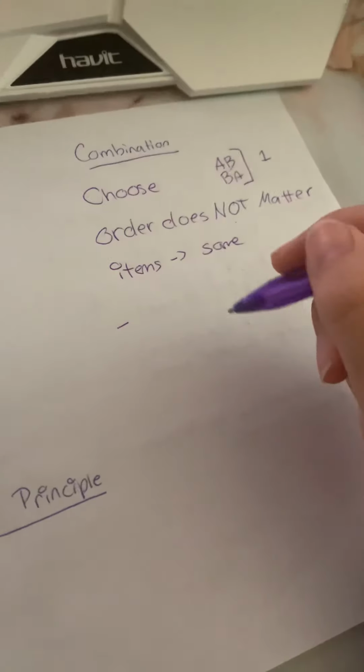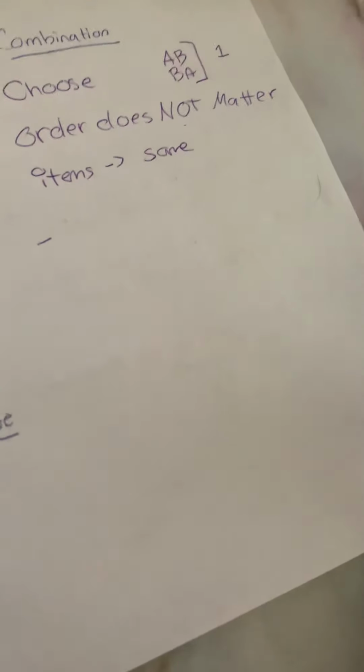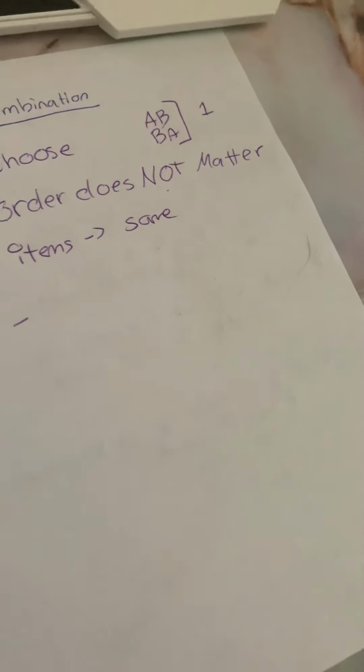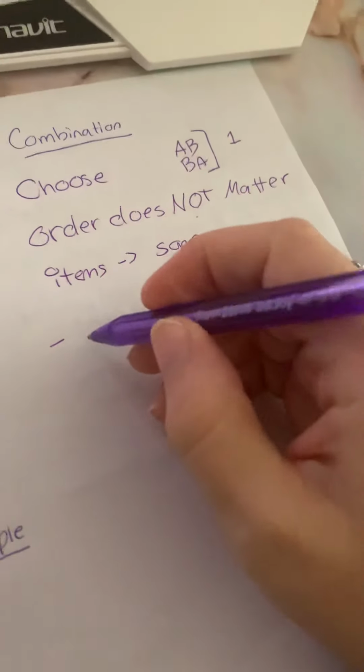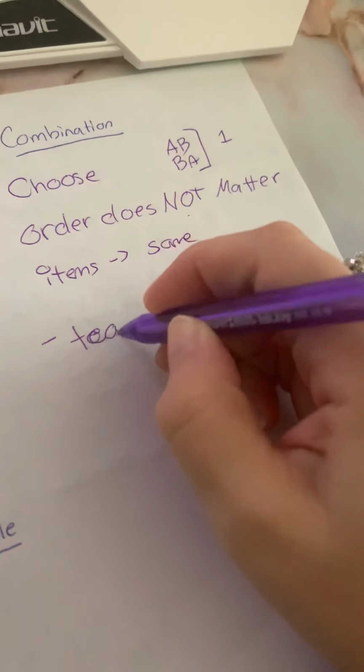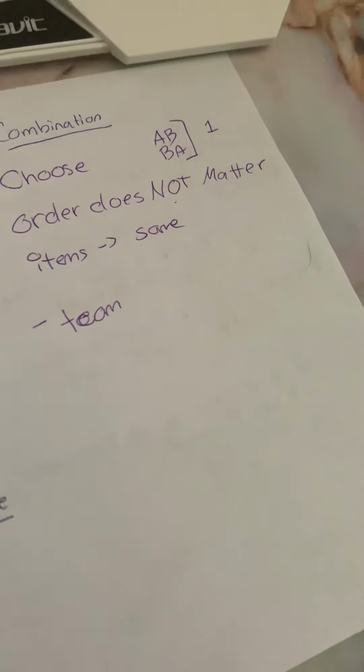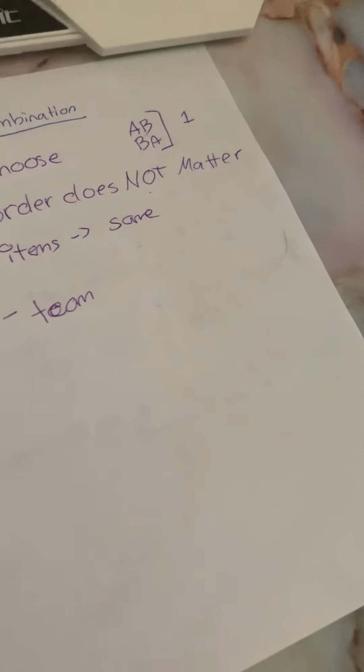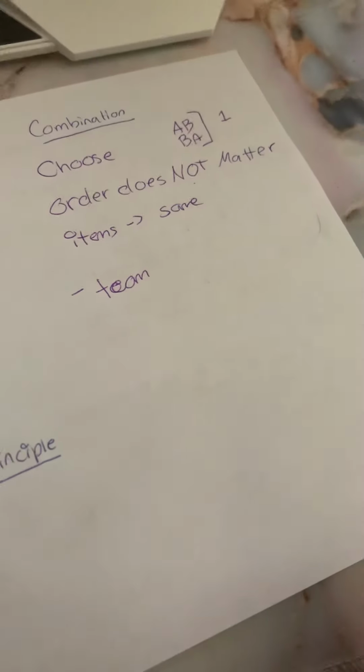But if you're doing a combination, let's say you go to tryouts and 30 people come to try out for the soccer team, but only 15 can be on the team. That would be a combination because it doesn't matter what order you're put on the team, right? So if you're just selecting the people on the team, that would be a combination, right?